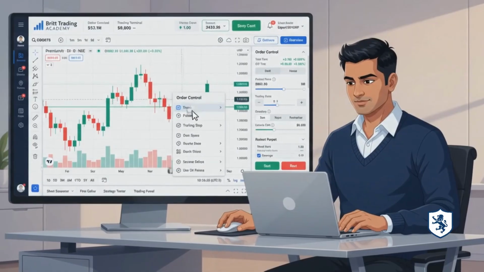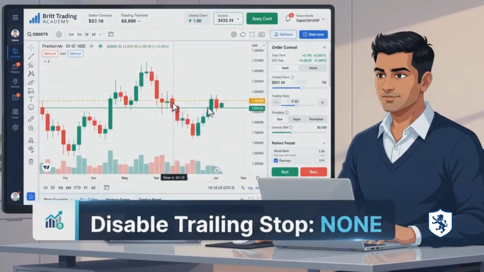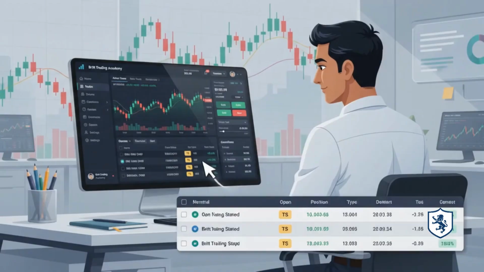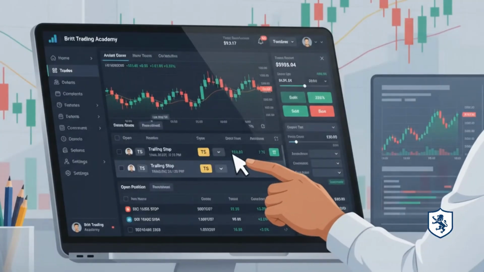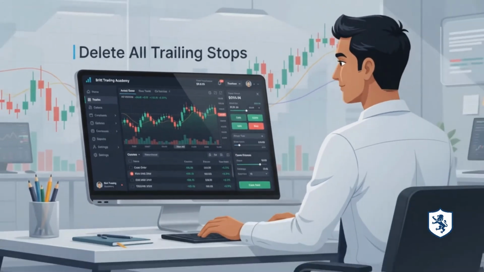To disable a trailing stop, select the None parameter in the Order Control menu. To disable trailing stops from all positions, select the Delete All parameter from the menu of any order.